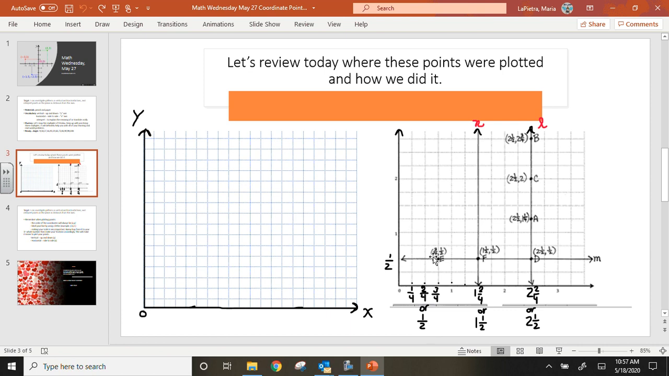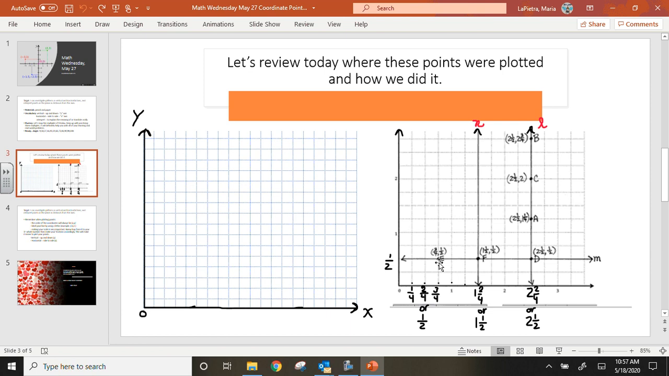Okay, so this here is 2/4 and 1/2. 3/4, I'm sorry. So here's 3/4 and 1/2. We went over to 3/4, we went up to where the half was. Okay.